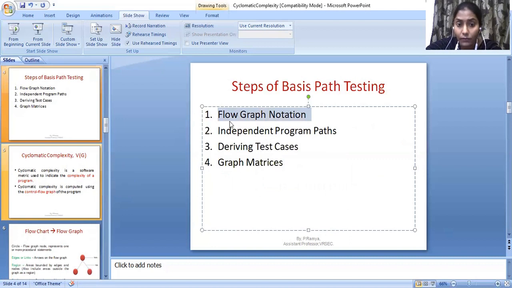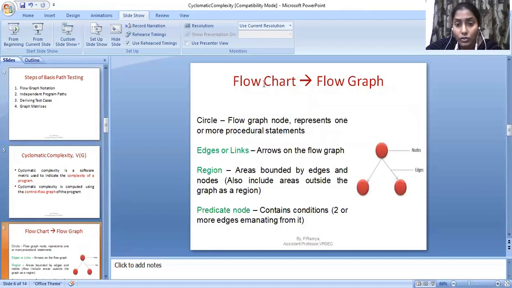Your first step, called flow graph notation, is nothing but converting a flow chart to a flow graph. In a flow chart, you see different kinds of symbols: a rectangular box, a parallelogram, a decision box like a rhombus, and the connections. Whereas in a flow graph, you will see only circles and edges. Circles are called nodes, and the arrows connecting them are called edges or links. So remember the terminology, guys. A flow graph consists of only nodes and edges.